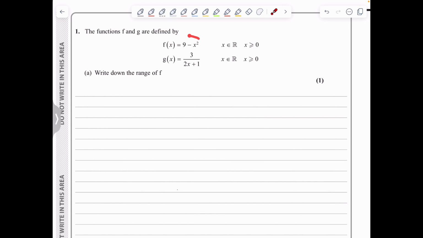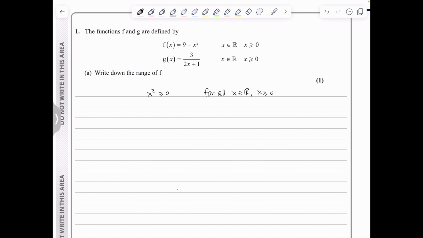In question 1, we've got f of x defined to be 9 minus x squared for x greater than or equal to 0, and we need to write down the range of f. So I will start by stating that x squared is greater than or equal to 0 for all real values of x, including those values of x that are greater than or equal to 0.